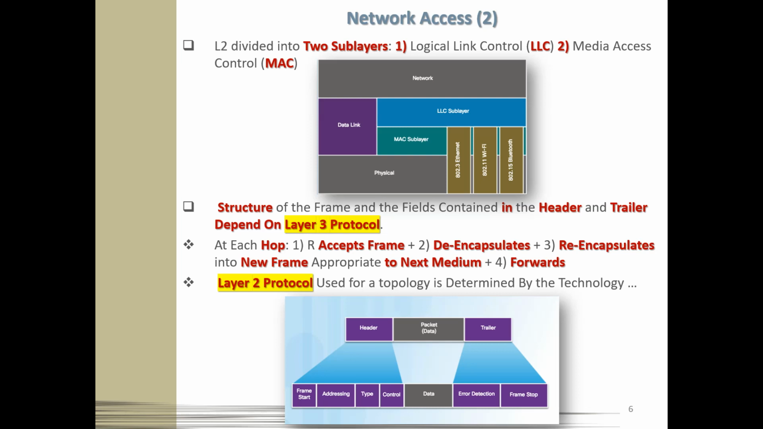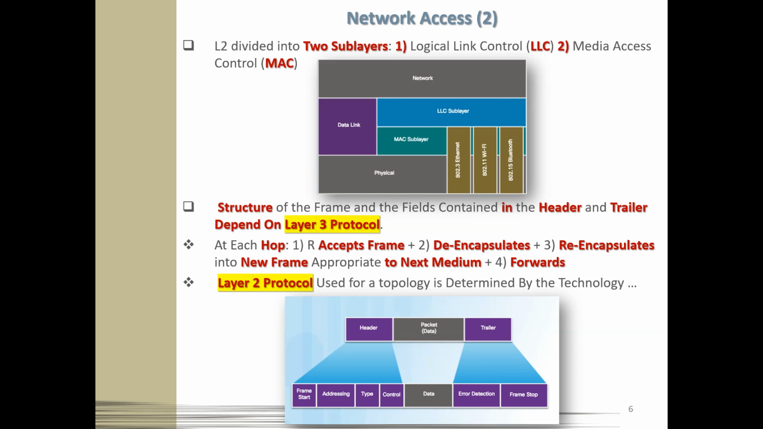So this is important to know, that this encapsulation and de-encapsulation at data link layer happens at each hop and may change according to the medium that we have for the next segment before forwarding it. So once again, we accept a frame from a medium, we then de-encapsulate the frame, we then re-encapsulate the packet into a new frame, and that's when we need to think of the next medium. So a new frame appropriate to the next medium.